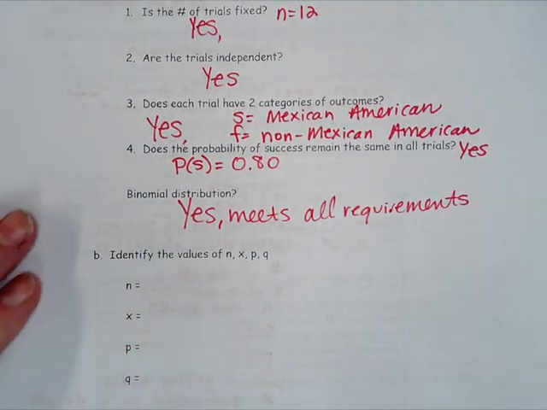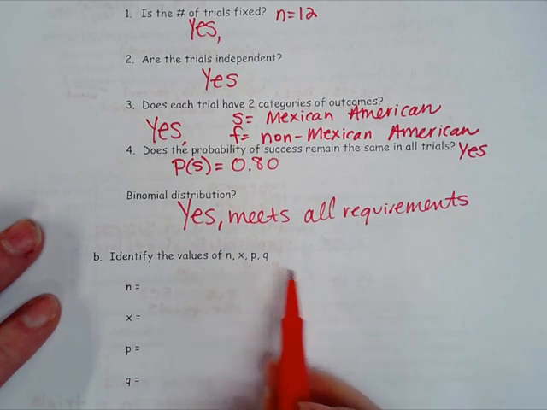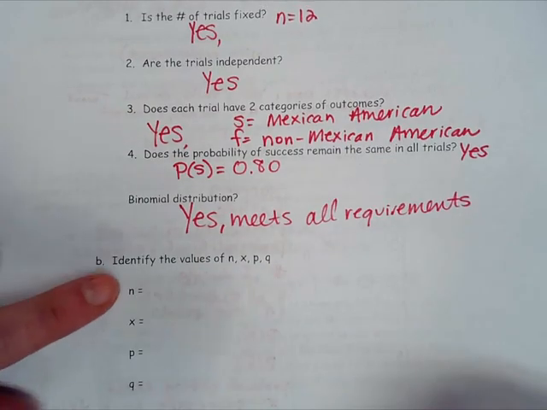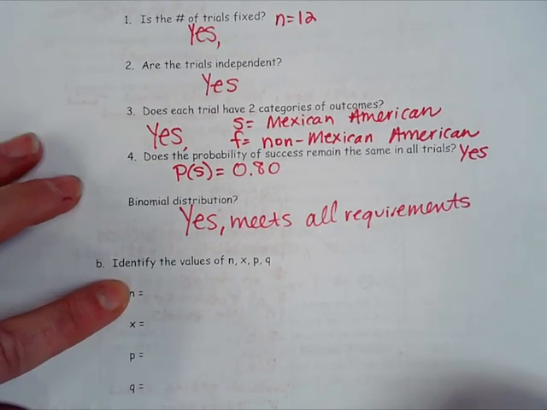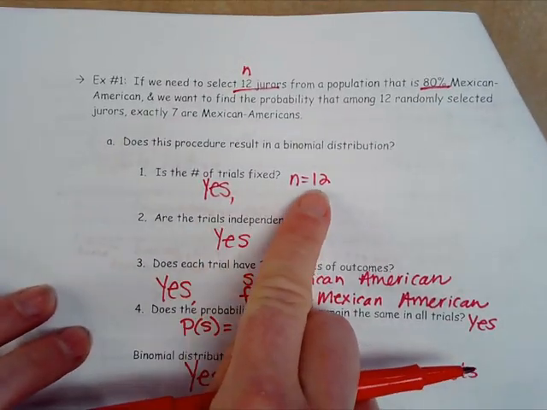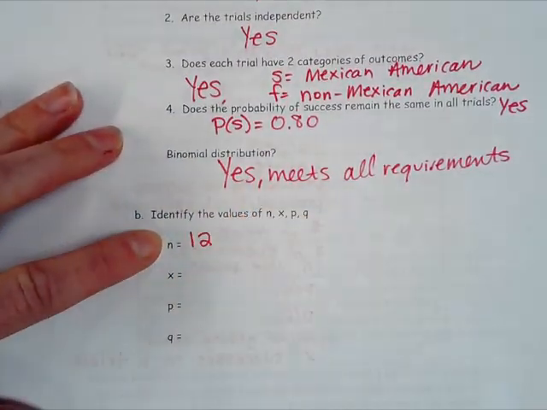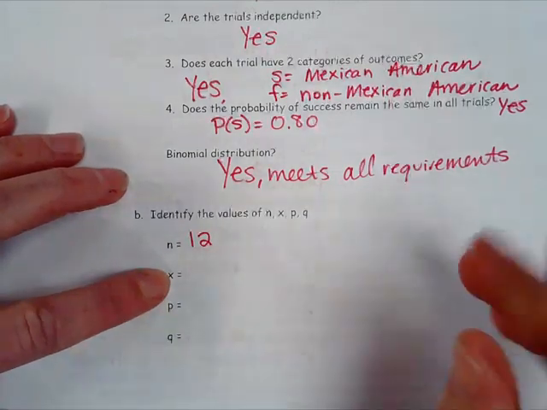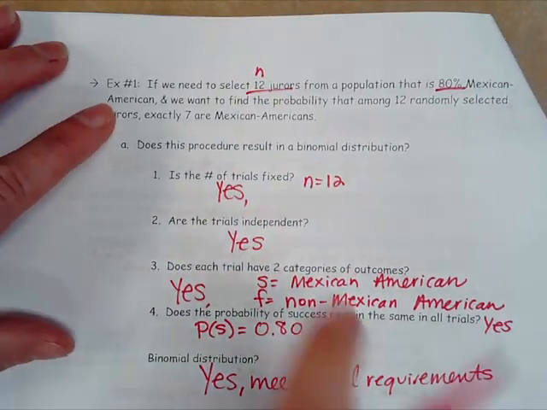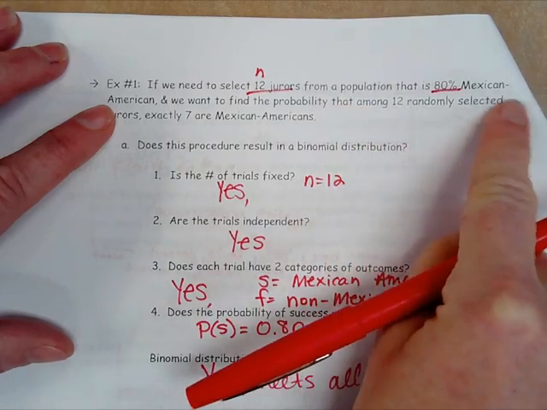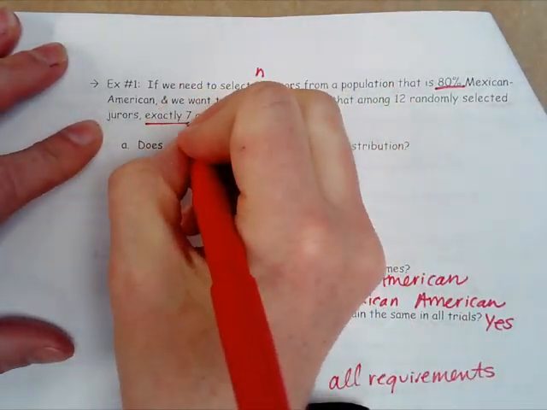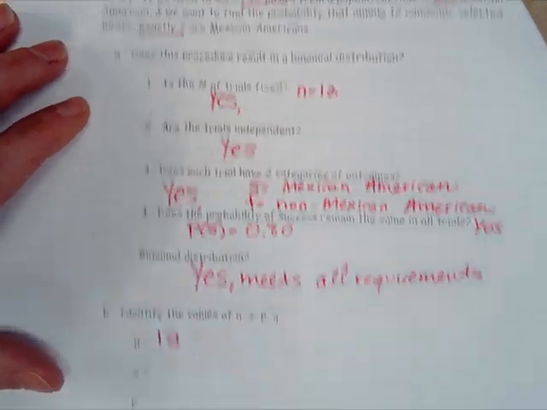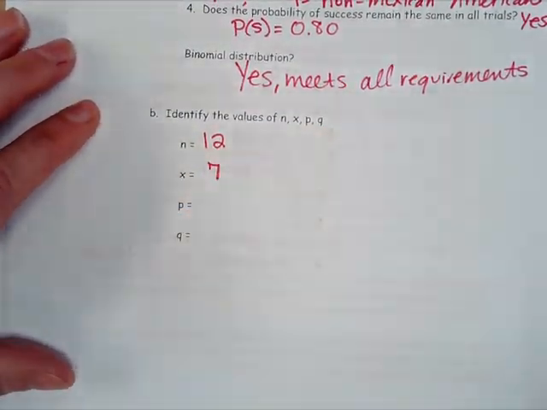So from this, we are going to identify the values N, X, P, and Q. So N is your trials. We already said that there are 12 fixed trials. X is how many we want. So we want to find the probability that among 12 randomly selected jurors, exactly 7 are Mexican American. So 7 is what you're looking for. It's X. 7 is X.